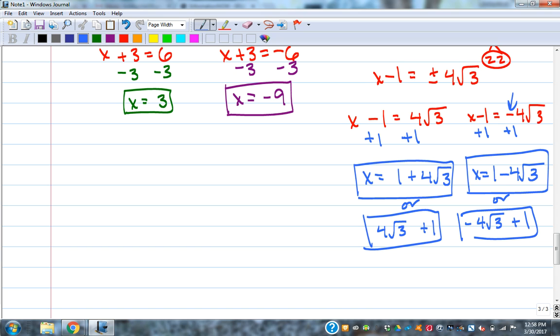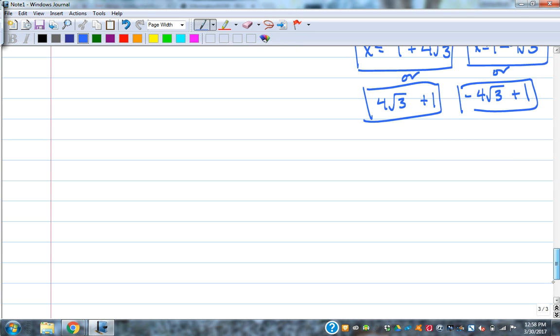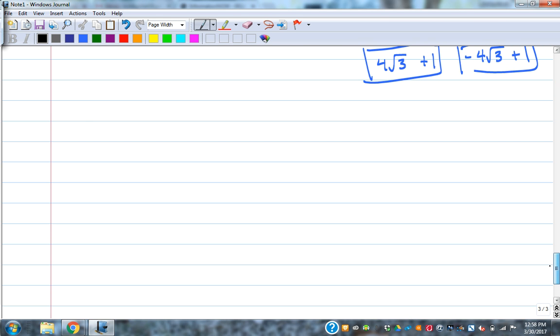All right, let's do one more. Let's do level expert. Example N. So we had 6(x - 4)^2 - 5 = 37.